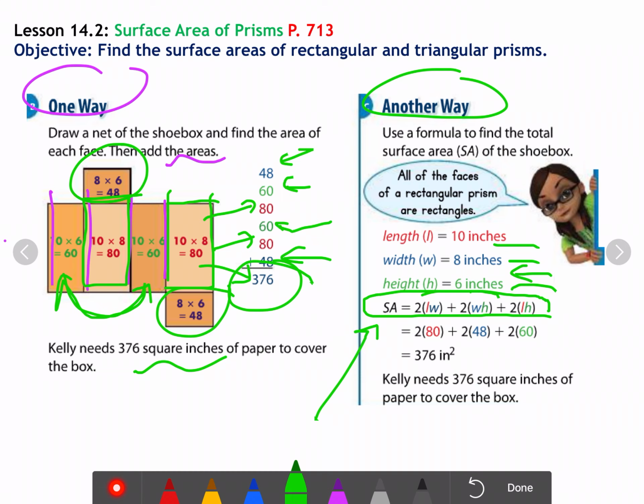First we multiply the length by the width, which is 80, multiplied by 2, because we have two rectangles of the same measurement. And here width multiplied by height is 48, multiplied by 2, because we have another congruent rectangle. And here length multiplied by height is 60, multiplied by 2 because we have two rectangles of the same measurement. Now we find the products, then we add them, and we get the same answer, 376.